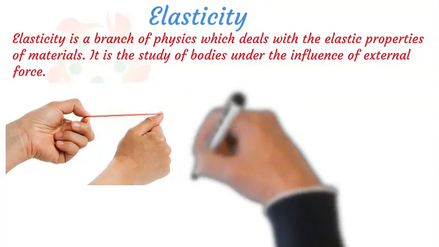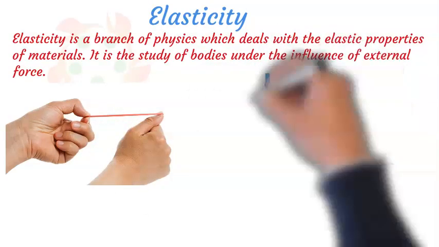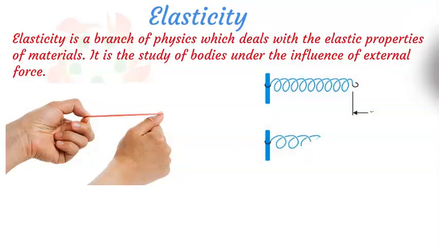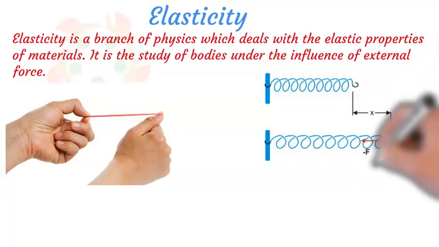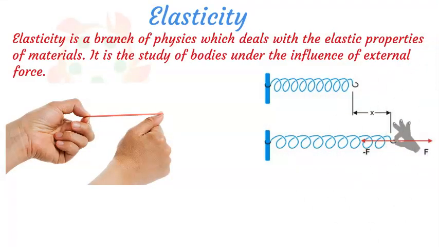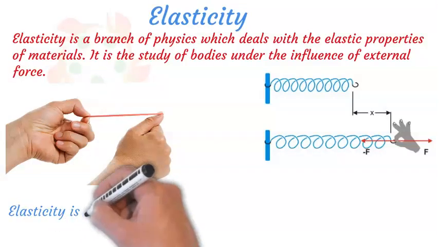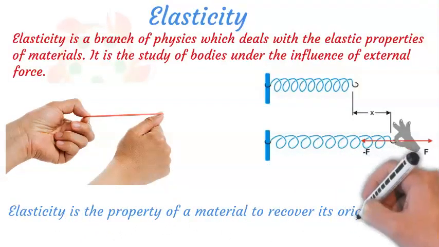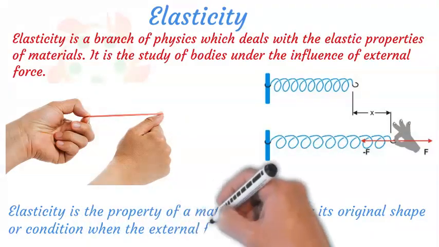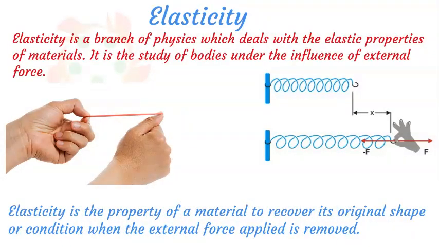Generally, bodies that undergo very small deformation when a very large force is applied are called rigid bodies. Bodies that resist the deformation and completely regain their original shape when the deforming force is removed are called elastic bodies. The bodies that retain their deformed shape after the external force is removed are called perfectly plastic bodies. Elasticity is the property of a material to recover its original shape or condition when the external force applied is removed.